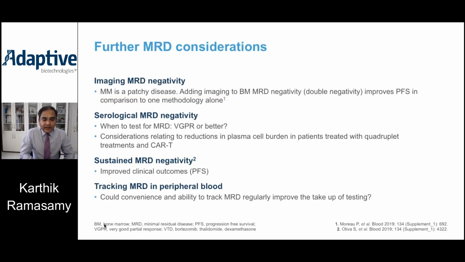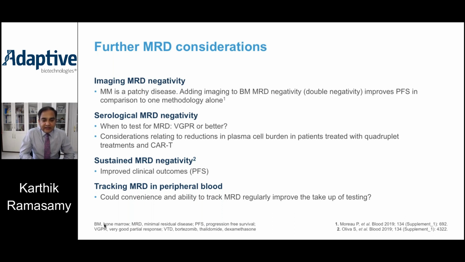It's important before I finish, I highlight that imaging MRD negativity is also key. Myeloma is a patchy disease, and adding imaging to bone marrow MRD negativity, the so-called double negativity, is definitely better in comparison to one methodology alone. When would you test for MRD negativity? Serologically, if you achieve VGPR or better, I would say it's probably the right time to test.